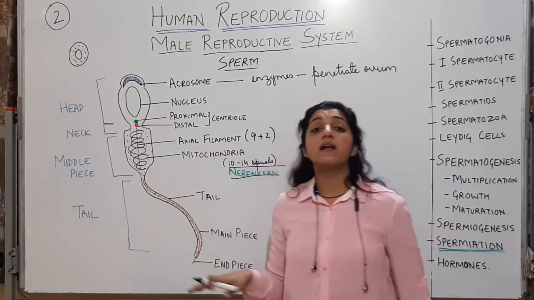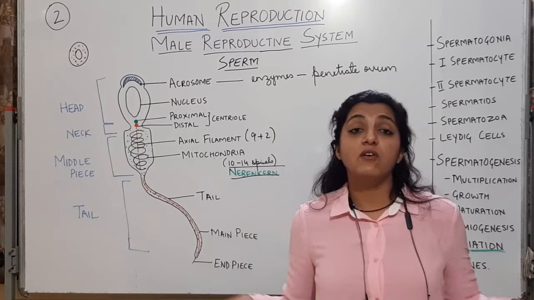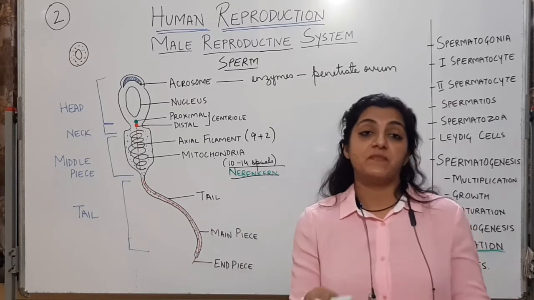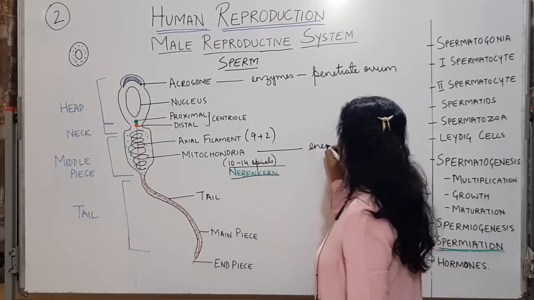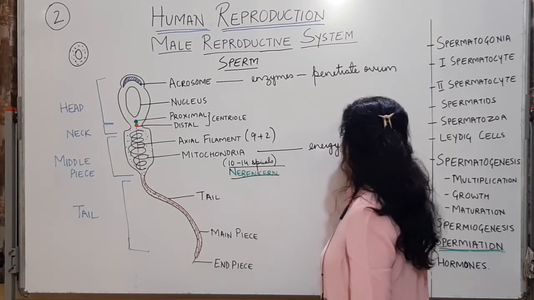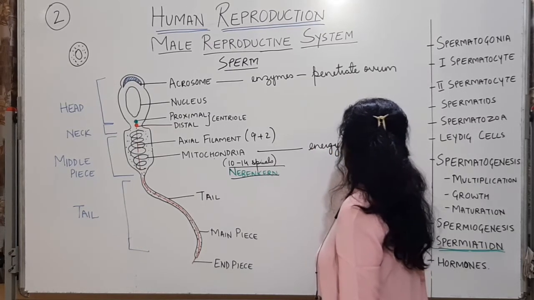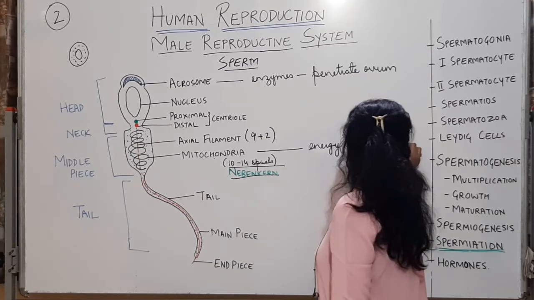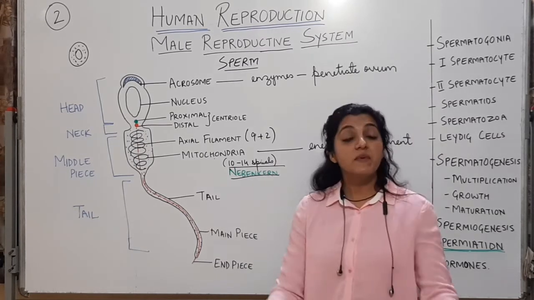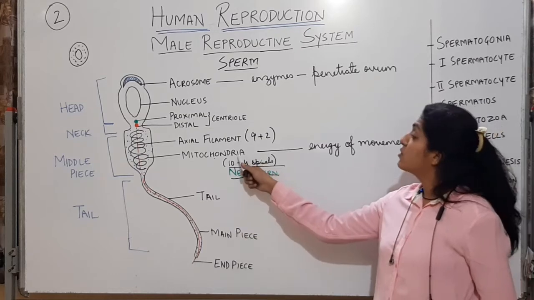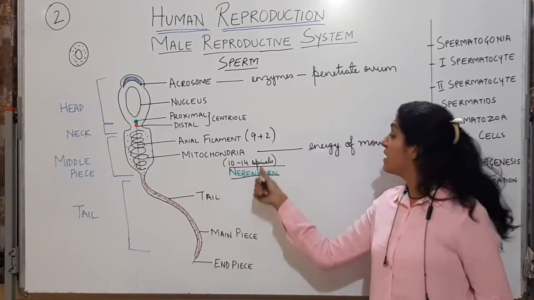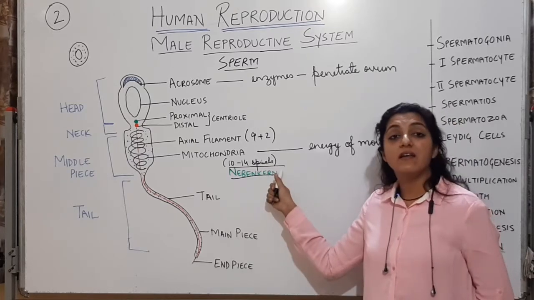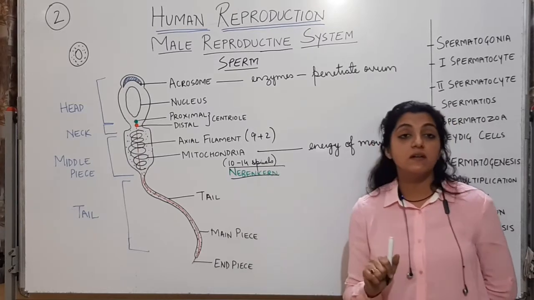This is going to provide movement and energy for the sperms to swim. Mitochondria is going to provide energy for movement, for motility, for swimming. Alright, so ये mitochondria का function रहेगा यहाँ पे, which is going to be spirally arranged in 10 to 14 spirals. This spiral arrangement of the mitochondria is called Nebenkern.